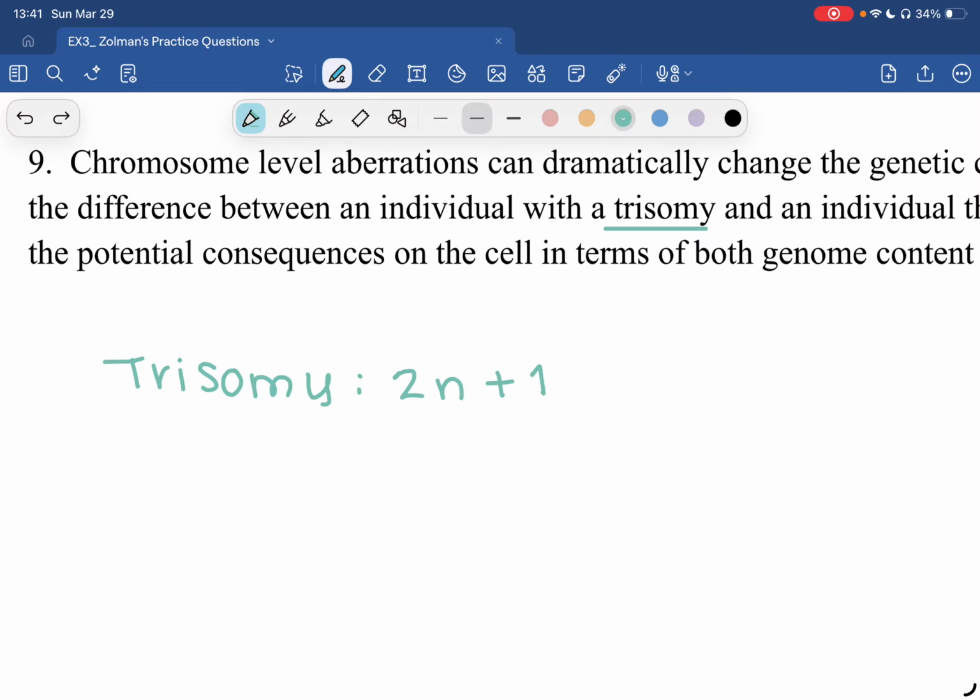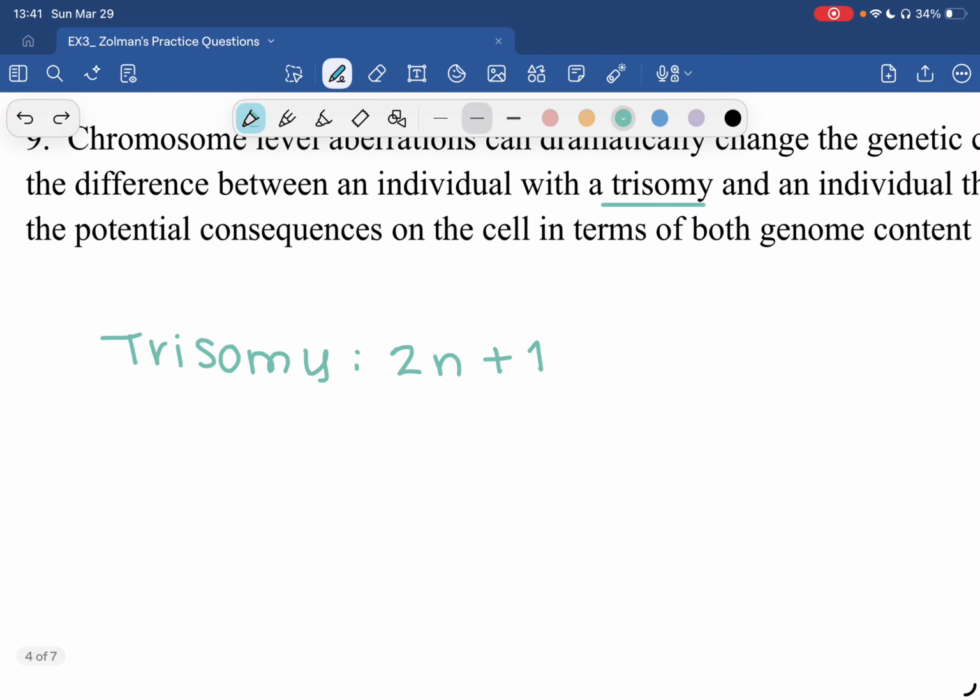So with that being said, there would be gene expression only in that chromosome that's being affected, whereas you have triploidy, the entire set of chromosomes is affected. So there's 3 copies of all chromosomes in your body, or 3n. So this is 3n, this is 2n plus 1.